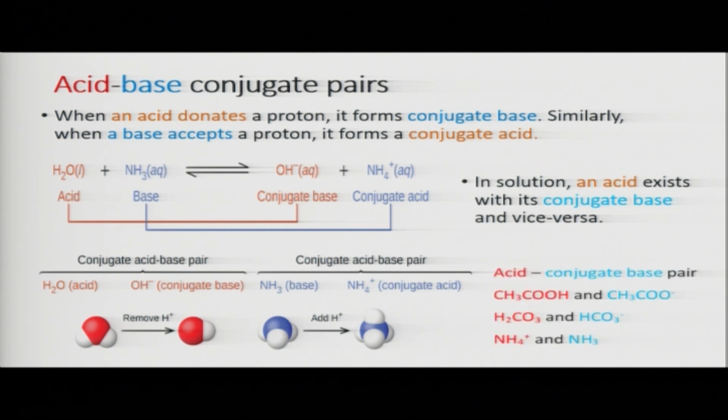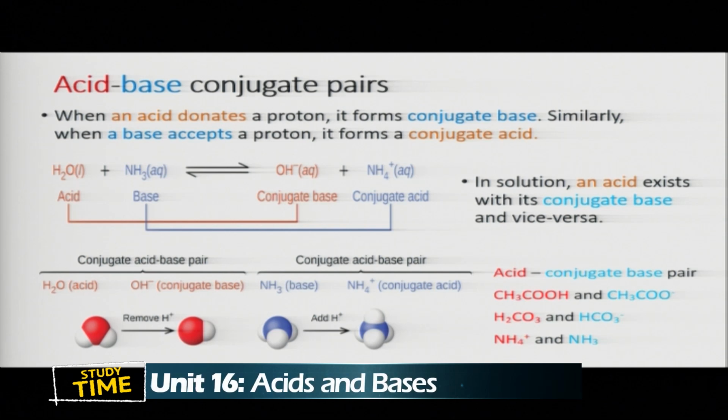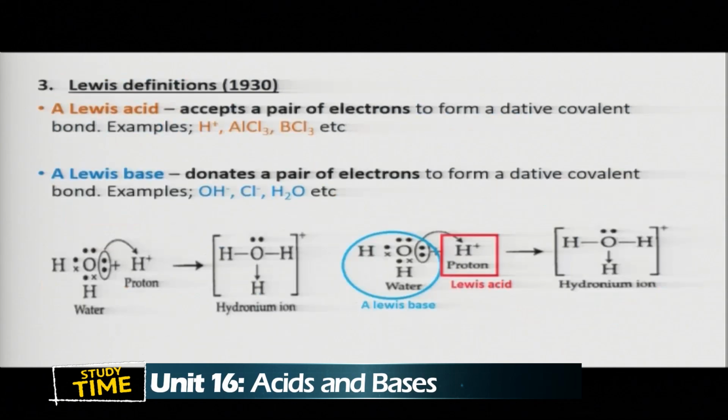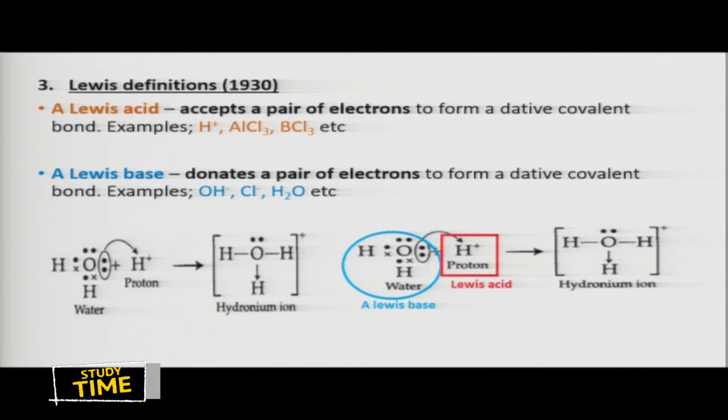Finally, these are the acid-conjugate base pairs that you can come up with. This is an acid, this is a base. This is an acid, this is a base. This is an acid, this is a base. So in solution, an acid will always exist with its conjugate base. I think the aspect of acid-base conjugate pairs is done. Now, let's look at the third definition, the Lewis definition.